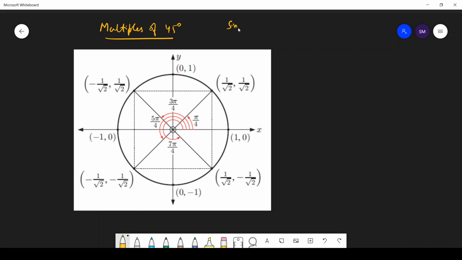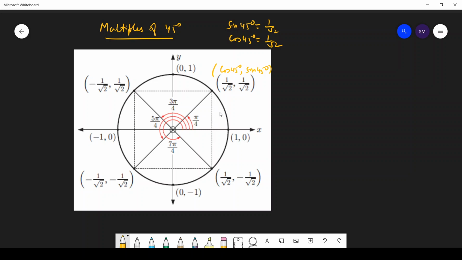And we know that sine 45 is equal to 1 by root 2 and cos 45 degree is also 1 by root 2. So this is nothing but cos 45, sine 45. So students, this is 1 by root 2 and 1 by root 2. So this is a square that you have. Okay.